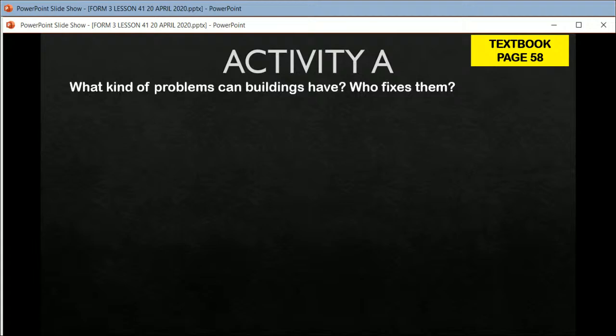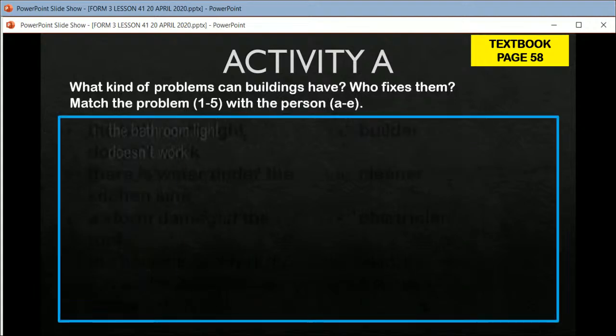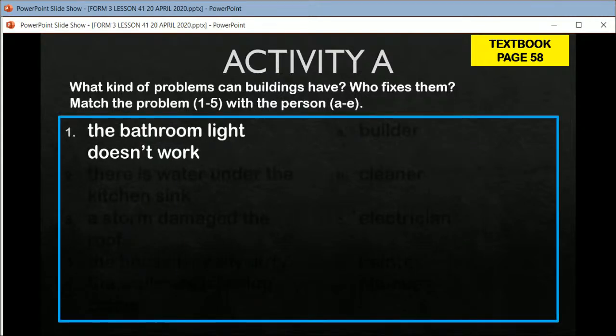Tarvina, right? So if you have the bathroom light that doesn't work, right? Who's going to fix a bathroom light that doesn't work?